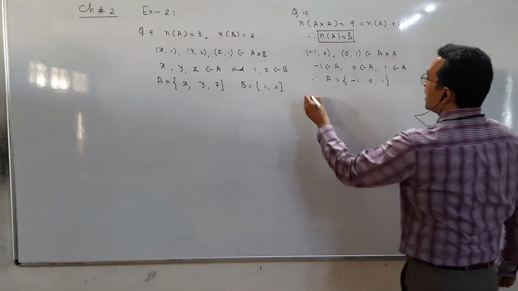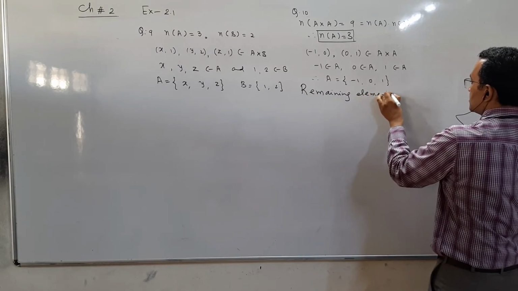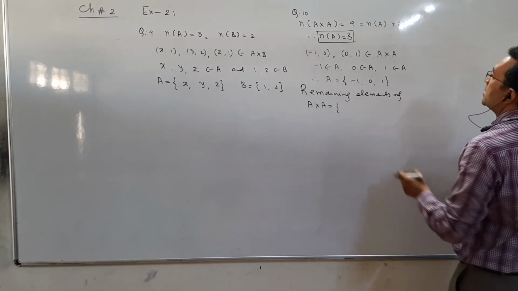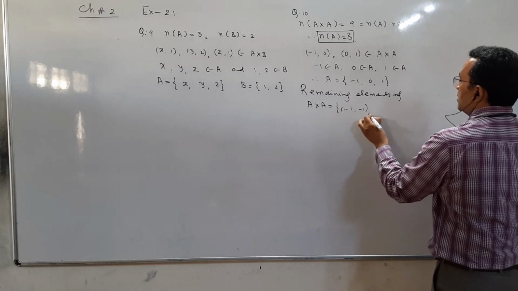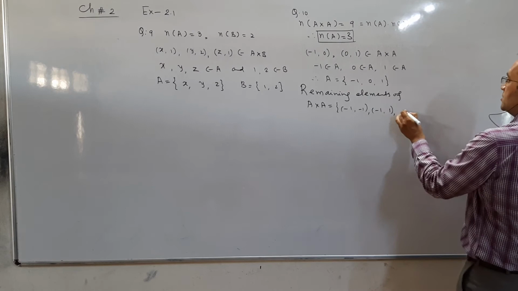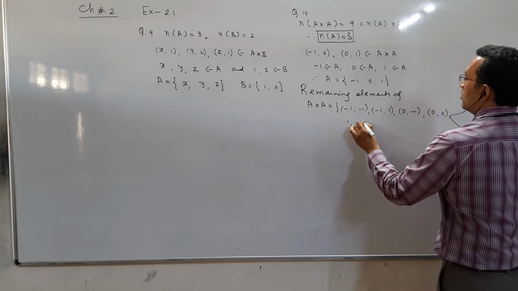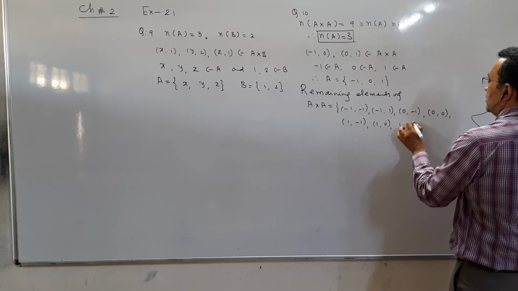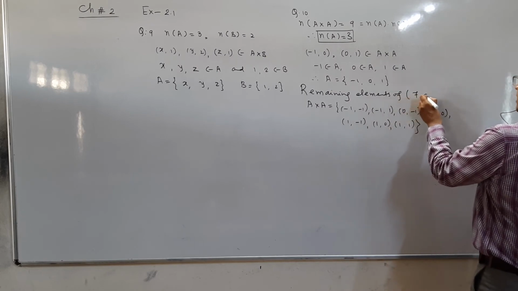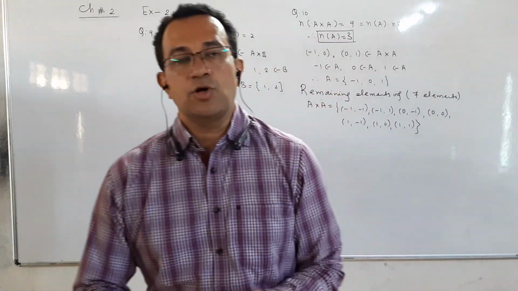So we are going to write the remaining elements of A cross A. Now A cross A: (-1, -1), then (-1, 0) already written, (-1, 1). Then (0, -1), then (0, 0). (0, 1) written. (1, -1), (1, 0), (1, 1). These are the remaining 7 elements. Remaining elements of A cross A means 7 elements. So this is how, students, we operate A cross A.